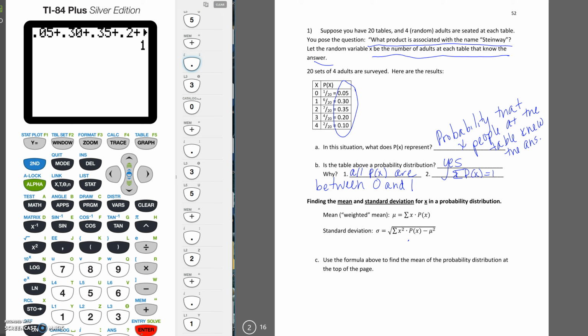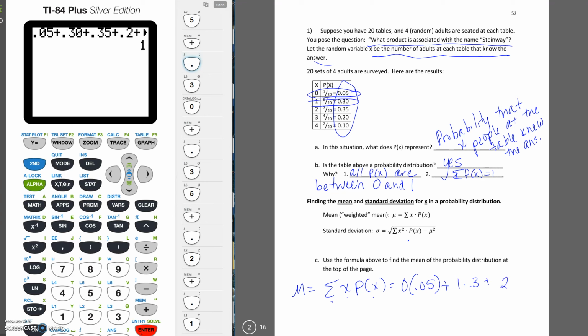So to find the mean of the probability distribution above, we're going to take the sum of x times P of x. For each x value, we're going to take x times P of x, and we're going to add those all up. So for the first one, we'll take 0 times 0.05. Then we'll add that to 1 times 0.30.